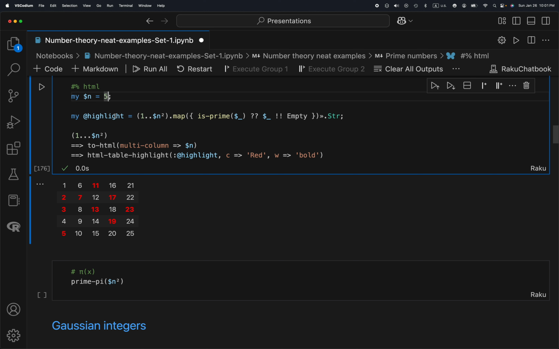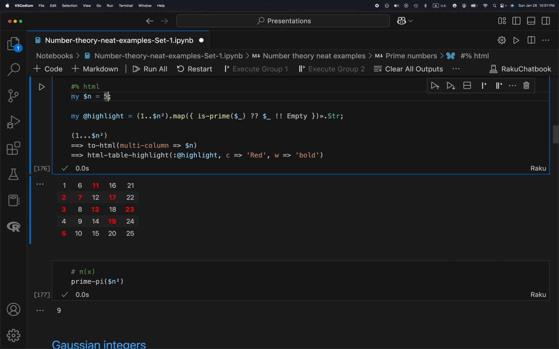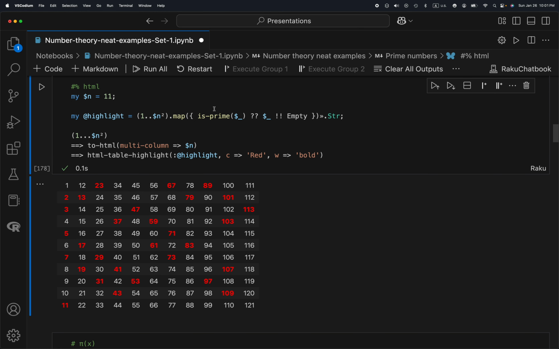So we have this table of numbers, and I have highlighted the prime numbers, and we can actually see with the function prime pi how many prime numbers we have, up to 25. So prime pi gives us the number of primes equal or smaller than the argument. Now, in order to make this neater, we're going to use a larger number here. And so, yeah, it's pretty straightforward, a table with highlighted primes.